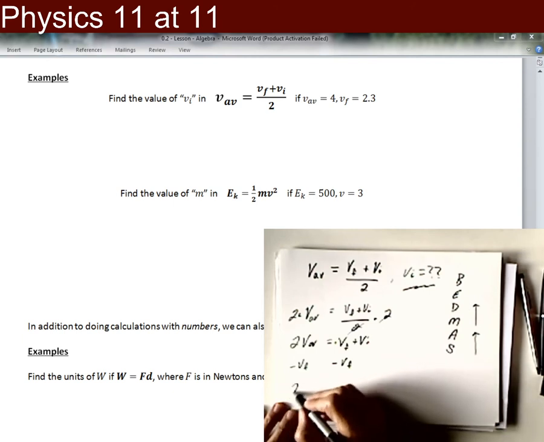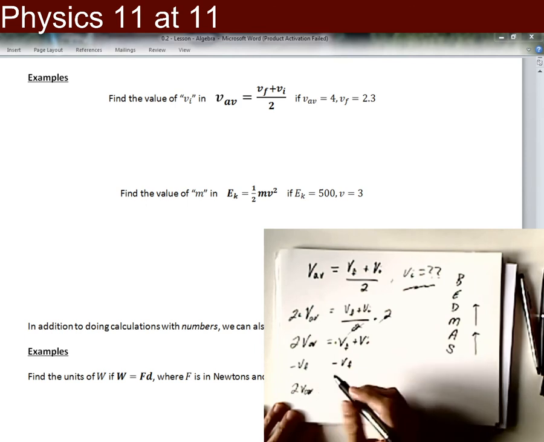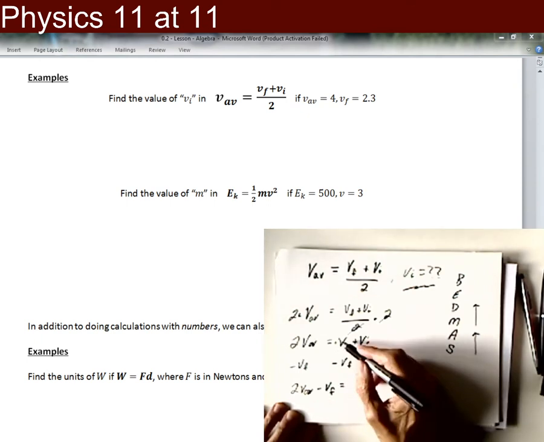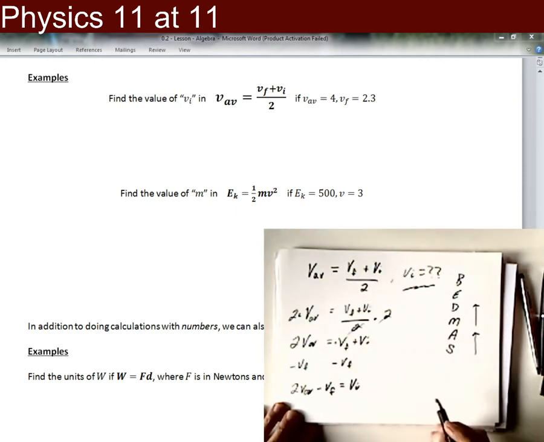And so on the left, we get this expression: 2 V average, minus VF, which is actually V final. These are going to disappear, cancel one another out, leaving VI only.